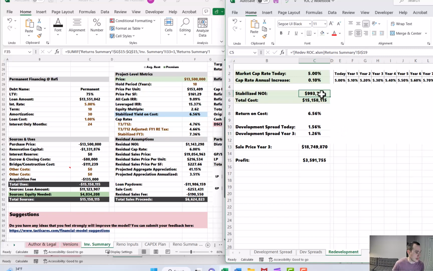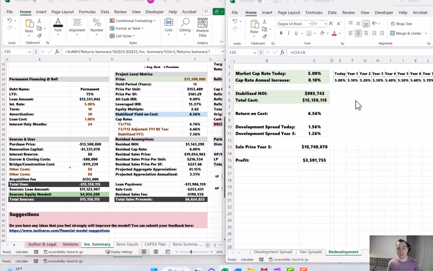If we can sell our stabilized NOI in year 3 at a 5.3 cap, that would equate to almost $19 million in sale proceeds. If we compare the sale proceeds in year 3 to the total cost it took to stabilize this property, we have a gross profit of $3.6 million.